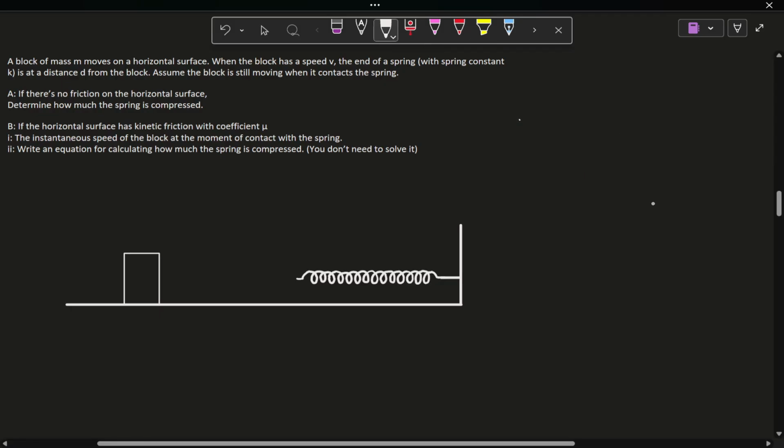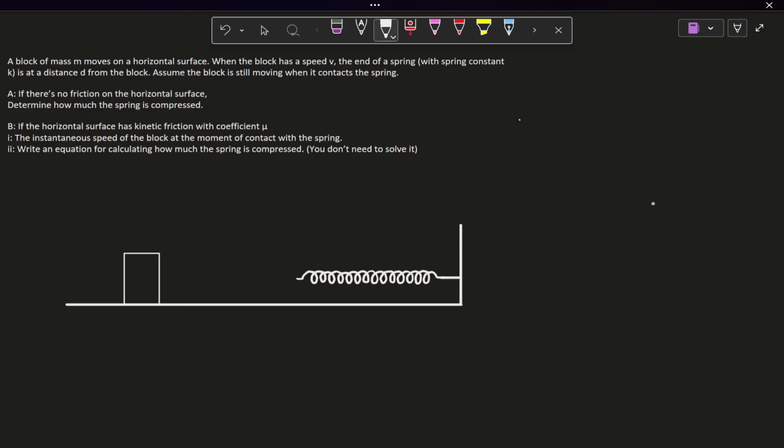Now for part B. If the horizontal surface now has kinetic friction with a coefficient of mu, find the instantaneous speed of the block at the moment of contact with the spring. So now it's basically the same thing, but now friction actually does some work to cancel out the initial energy, or the initial kinetic energy, that the object has.